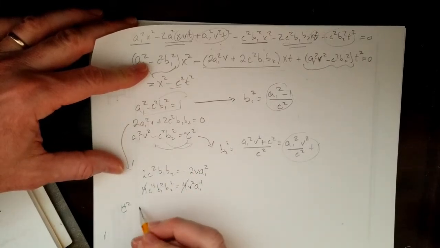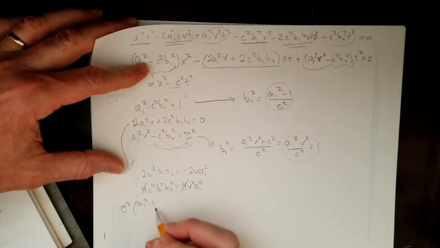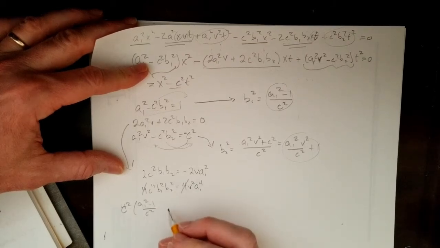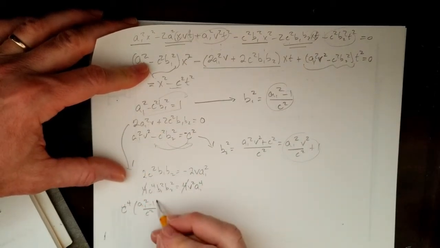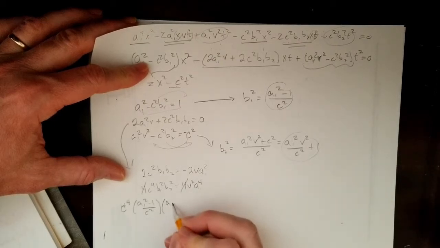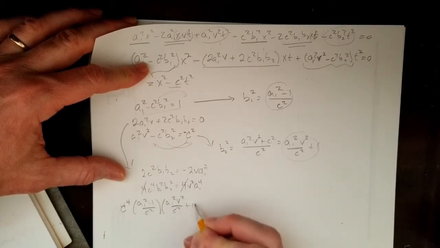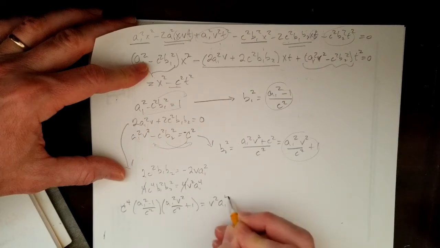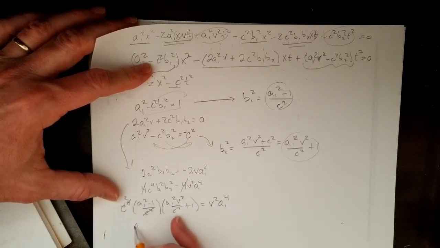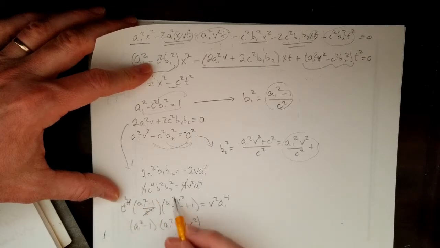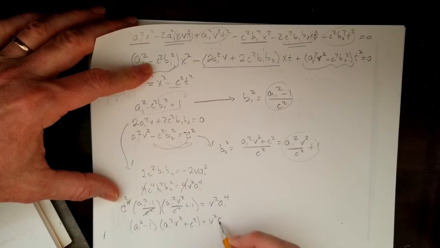So I have c squared times a1 squared minus 1 over c squared, c to the fourth. That's b1 squared. b2 squared is a1 squared v squared over c squared plus 1. And that's equal to v squared a1 to the fourth. So distribute, we have that c squared cancels out with 2 of those. Then we'll distribute that over here. So I'm left with a1 squared minus 1 times a1 squared v squared plus c squared, when we distribute that c squared over here, is equal to v squared a1 to the fourth.